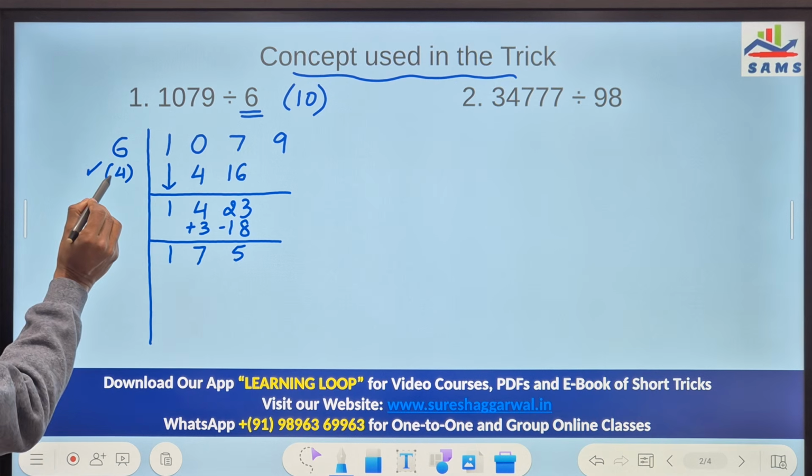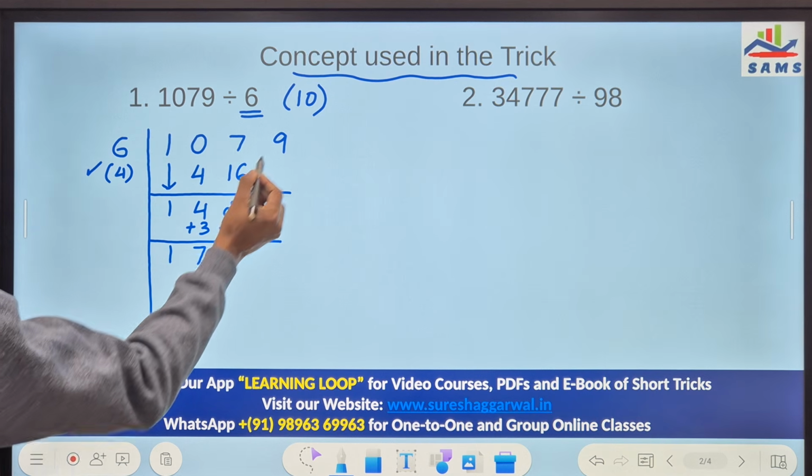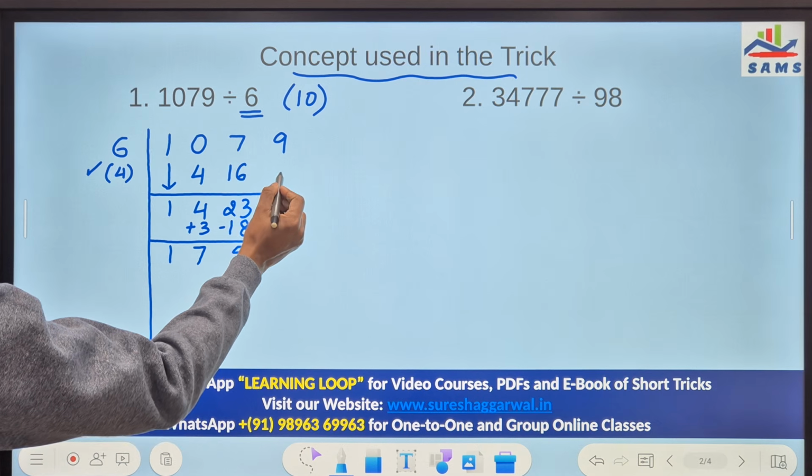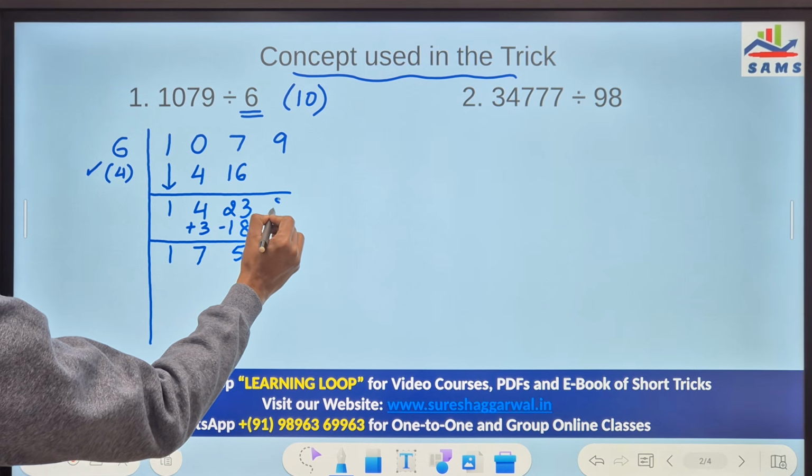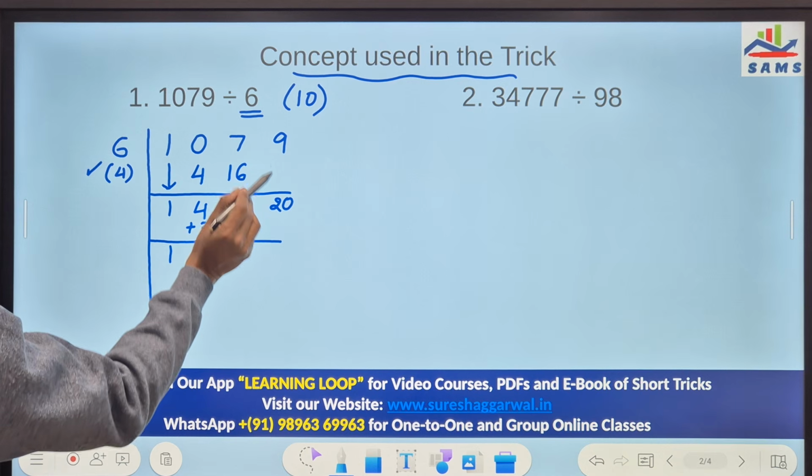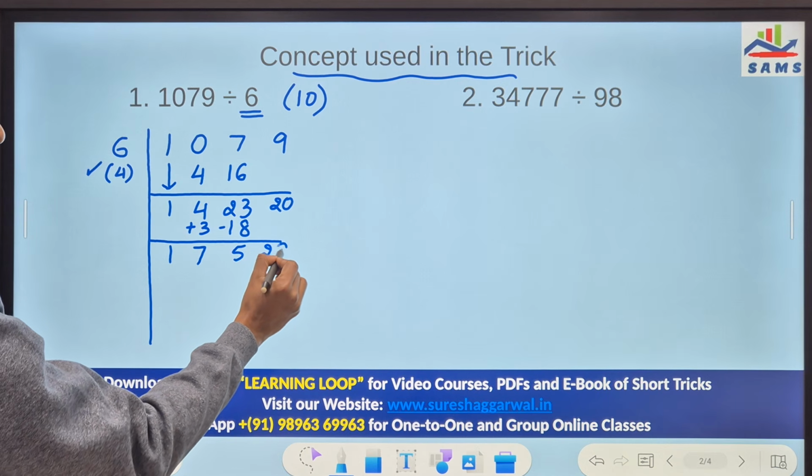5 times the deficit 4 is 20. So I will write 20 below 9. You can write it here, here, here, wherever you want to. So I'll write 20 here, and 9 plus 20 gives me 29.